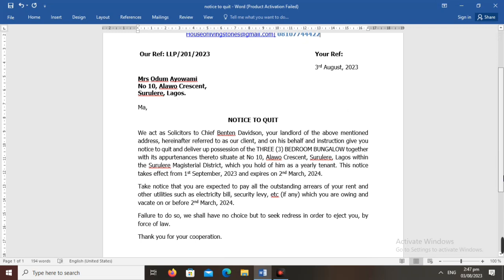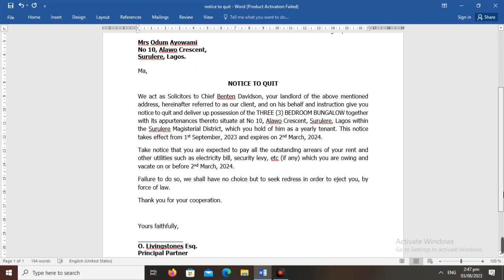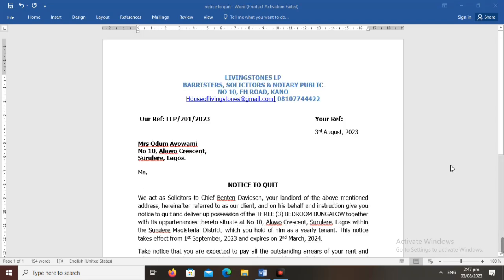And now we've talked about the address, and we now said within the Surulere Magisterial District. This is to show that this is the court that we are taking you to should this get to court. And if this matter gets to court, you have to file a notice to quit as part of your documents to show the court that you followed all due process before coming to court as a last resort. And spelling it out that it's within the Surulere Magisterial District is to help the court quickly identify that there's no jurisdictional problem. Because you're supposed to file the matter in a court within the jurisdiction where the property is also located. Then we spell out the period of the tenancy.